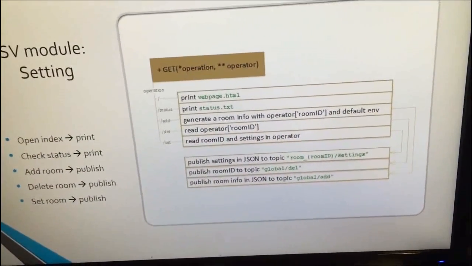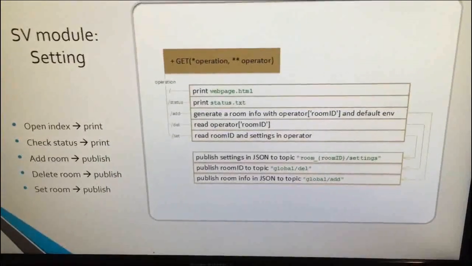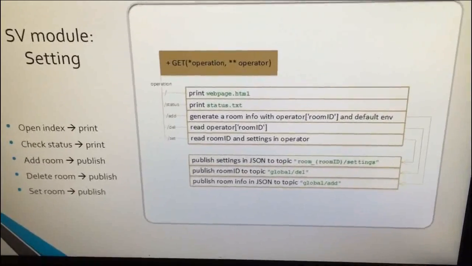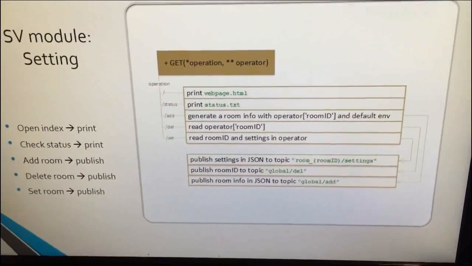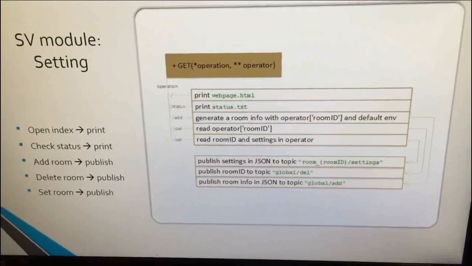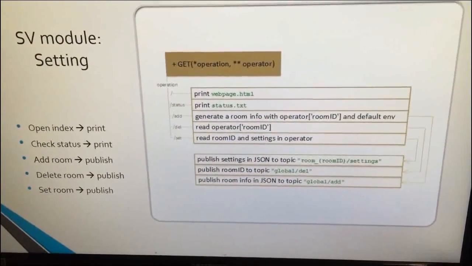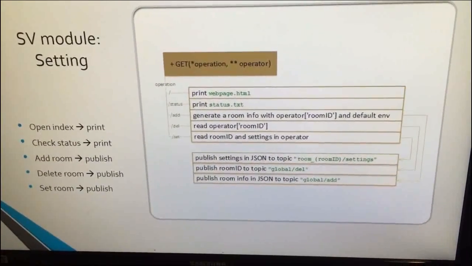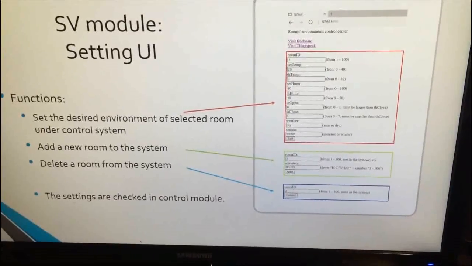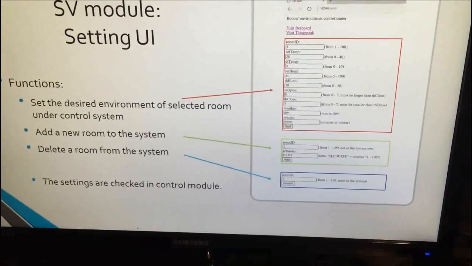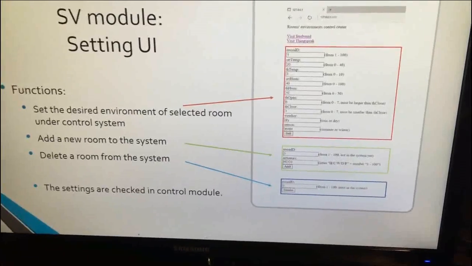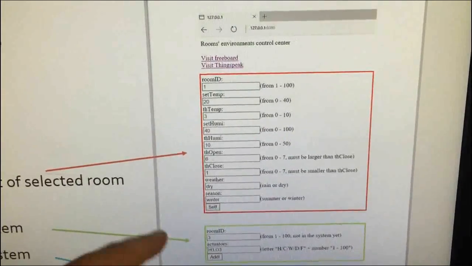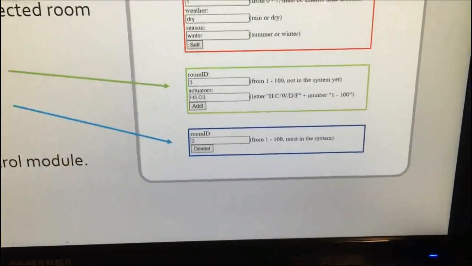The setting page can set the desired environment of each room. It can add a new room to the system, and it can delete a room from the system. Of course, it can check the status. Here's the setting web page. You can see here are lines for setting, here's for adding a new room, and here's to delete a room.